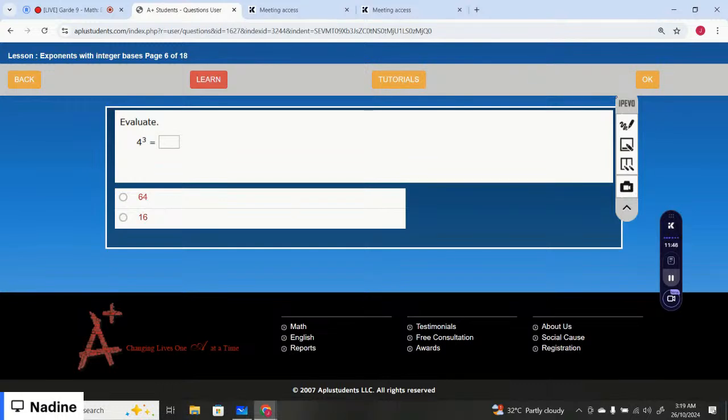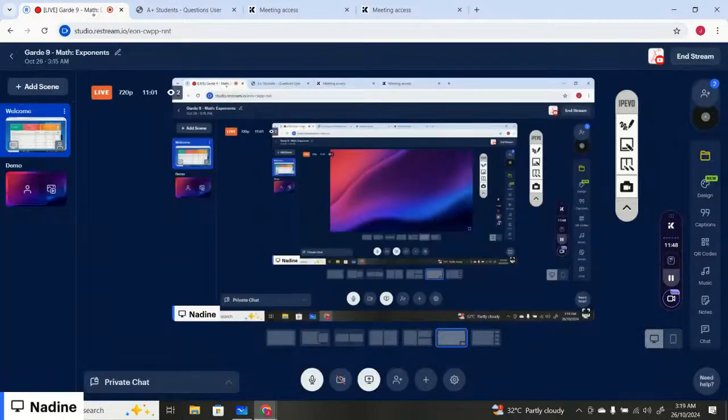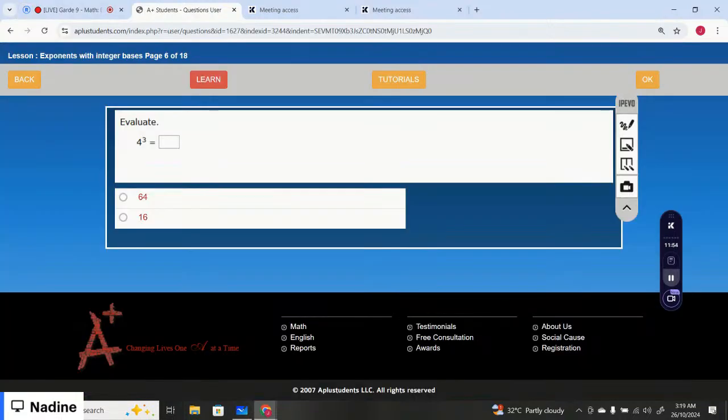The next one is 4 exponent 3. So which is the correct option? 64 it is. Option number 1 is the correct option. Okay, you can complete the lesson by yourself later today. Let me just move on to next lesson.